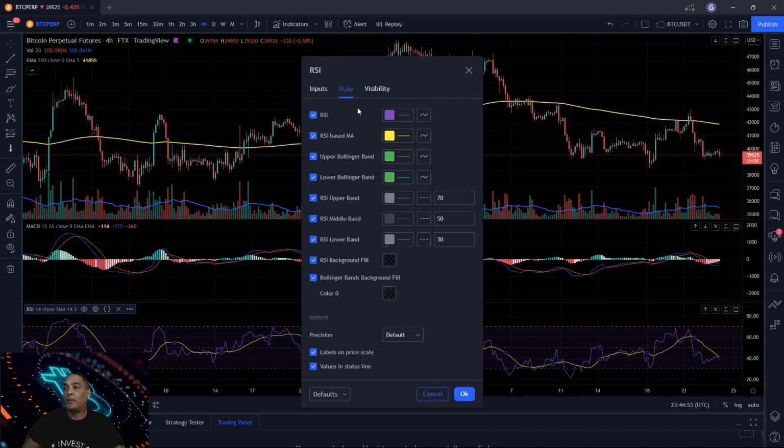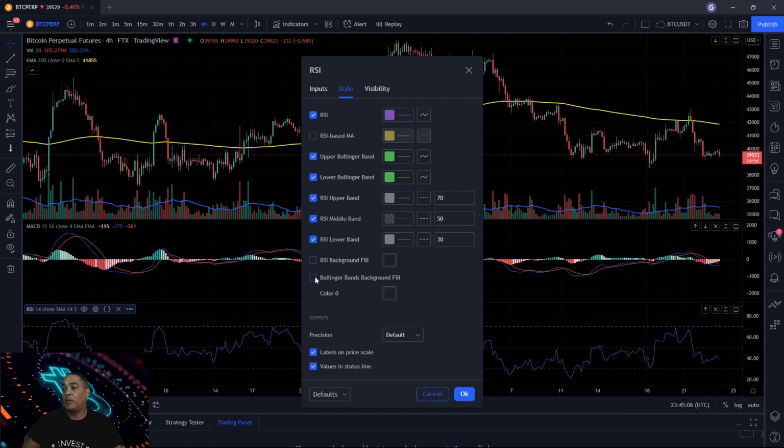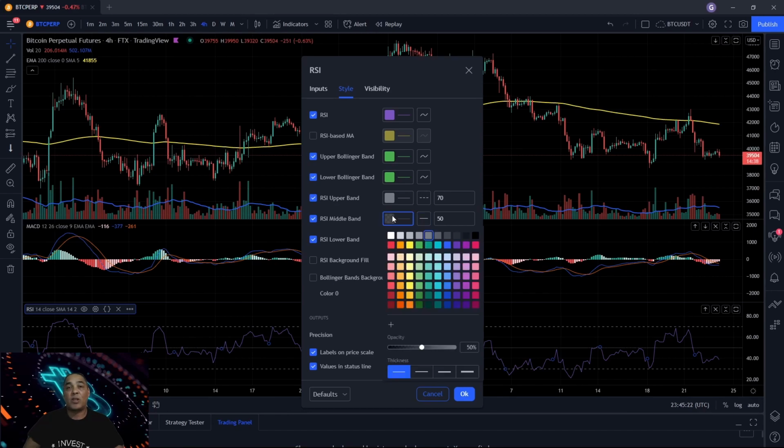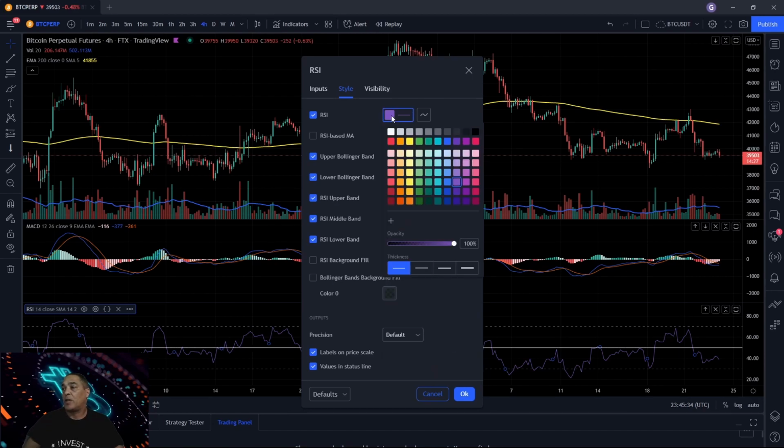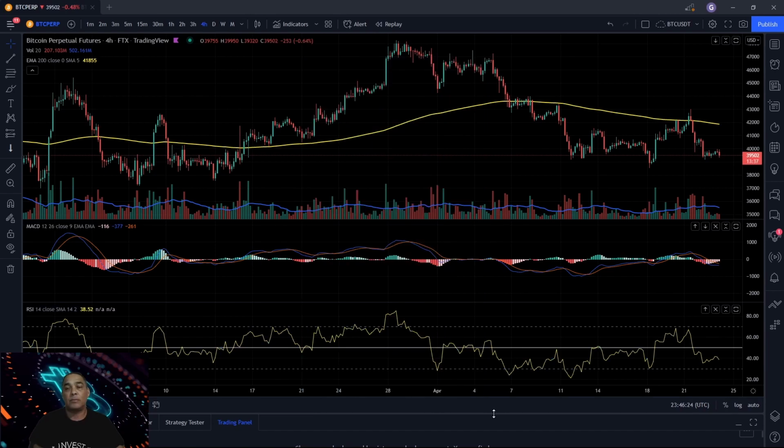In the style, we'll remove the RSI based EMA. I personally don't like the background, so I'll remove the background, the Bollinger Band fill. The RSI middle band, I will make a line and I'll change the color of my choice. And my RSI, I'll change to yellow. Press OK.